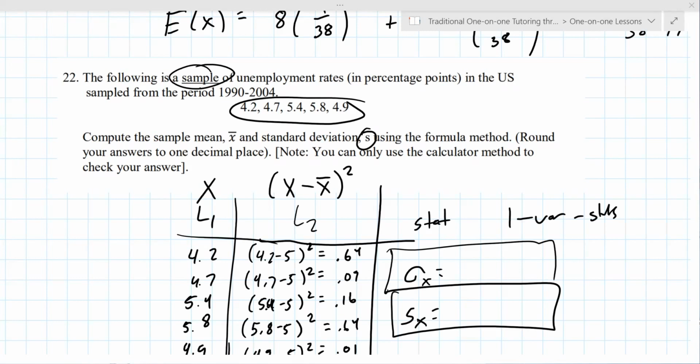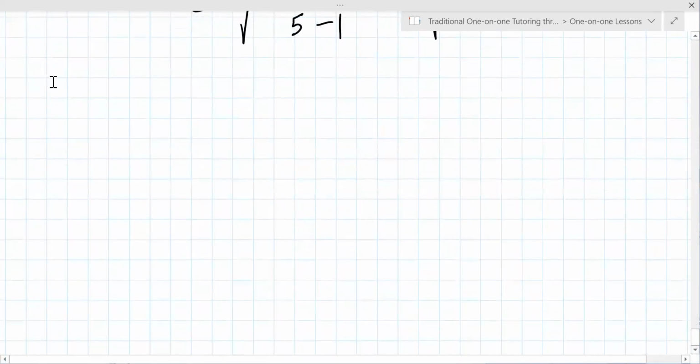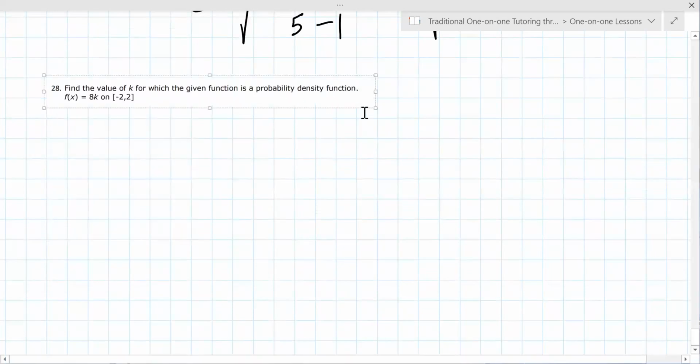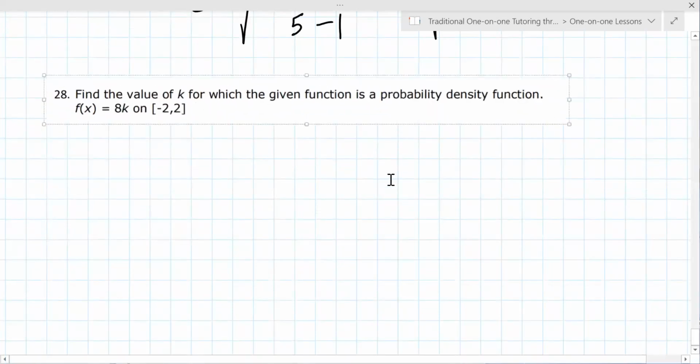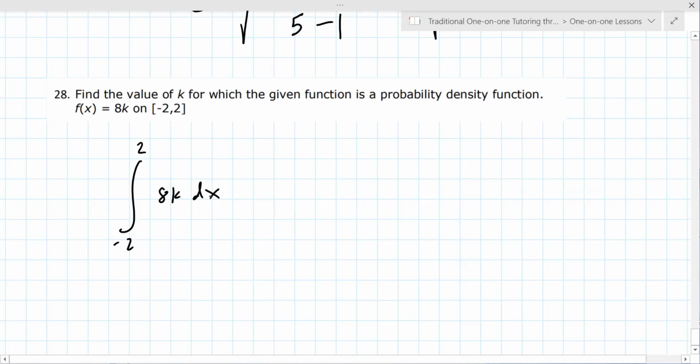Can't I just throw that into my calculator in the integral thing? It could help. I'll try to explain how to do it, although if you need to show work, that won't work. So let me at least show you how to show work. This is the integral from -2 to 2 of 8k dx, and this has to equal 1.